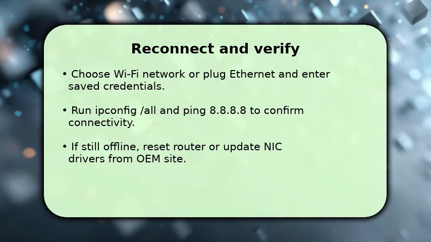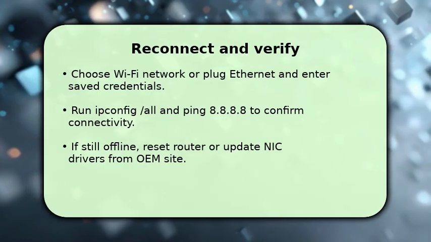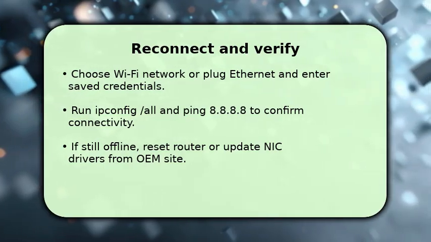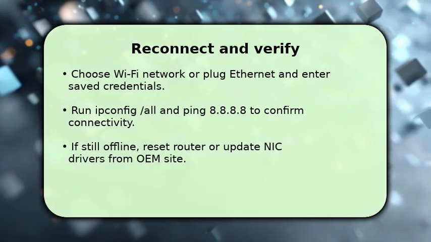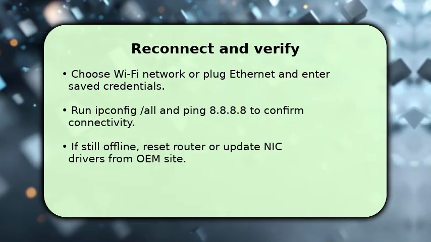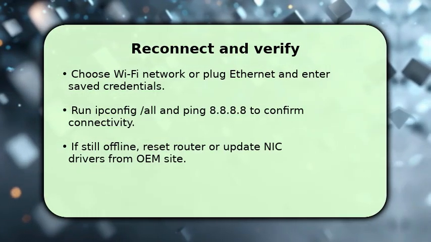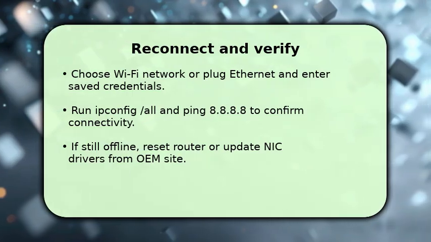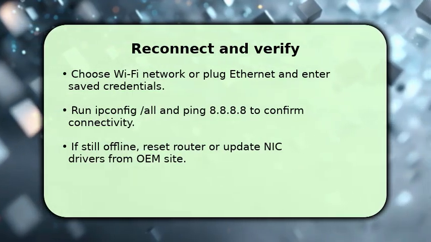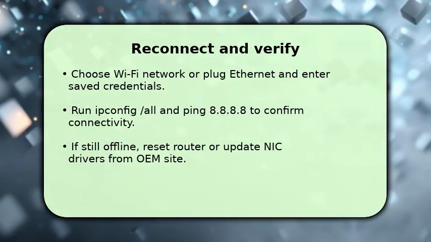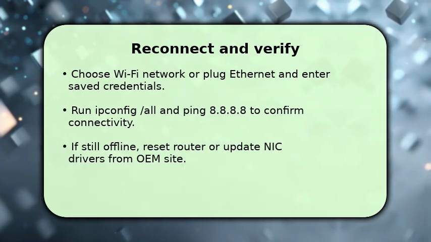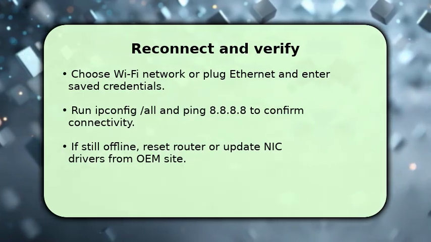Once Windows finishes restarting, reconnect to your Wi-Fi or plug in Ethernet and enter the credentials you saved. Make sure VPN or proxy settings are reapplied if required. To verify, open Command Prompt and run ipconfig /all, then ping 8.8.8.8 to confirm basic network reachability. This checks IP and DNS behavior.